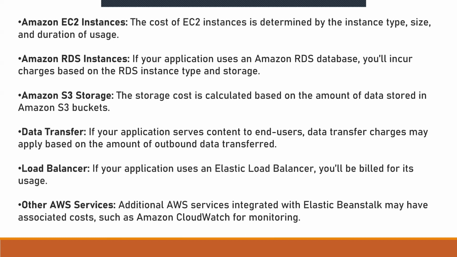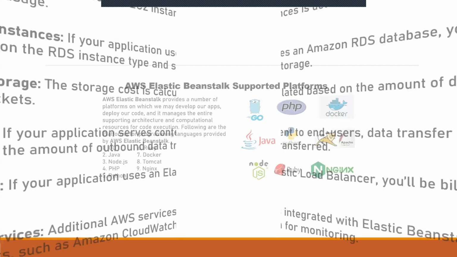Fourth is data transfer. If your application serves content to end users, data transfer charges may apply based on the amount of outbound data transferred. Fifth is load balancer. If your application uses an elastic load balancer, you will be billed for its usage. Last is other AWS services. Additional AWS services integrated with Elastic Beanstalk may have associated costs such as Amazon CloudWatch for monitoring.